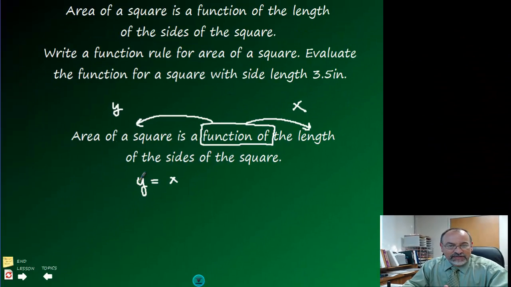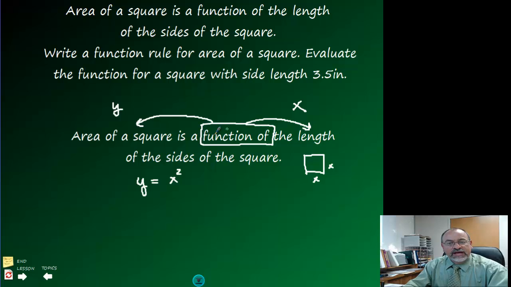So we have our independent variable is x. Our dependent variable is y. Now, how do we find the area of a square? We don't just put in x and that's the area. We know that's length times width. So if the side is x times the width x, that's actually x squared.